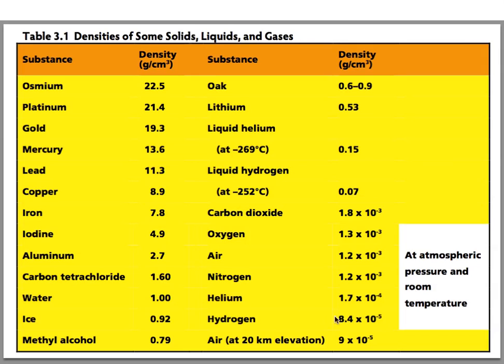Also, same thing with gases. You look at hydrogen, 8.4 times 10 to the negative fifth, so a significantly smaller number than general air or even oxygen for that matter. And so hydrogen, having a smaller density, will rise when placed in oxygen or other more dense gases. And that's again the properties of density. So I hope this table makes sense to you, and I will see you in class.